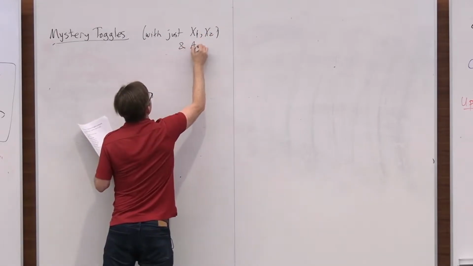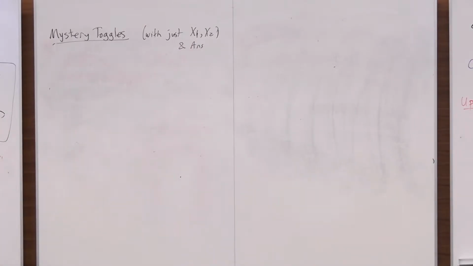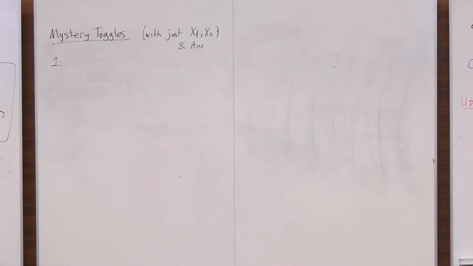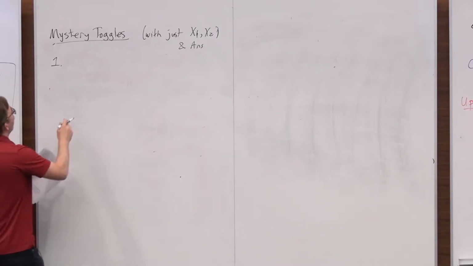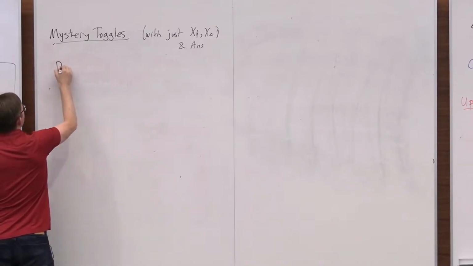Okay, and ants, this answer qubit. So we're going to analyze the mystery toggles where there are 3 total qubits, x1, x2, and ants. Okay, so I will now write down all the code. I'll write down the detective code.